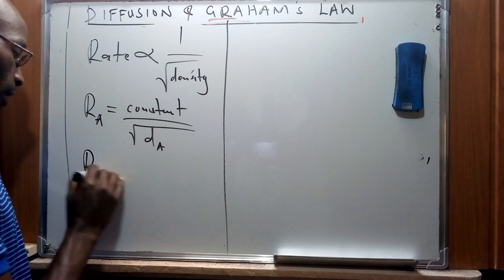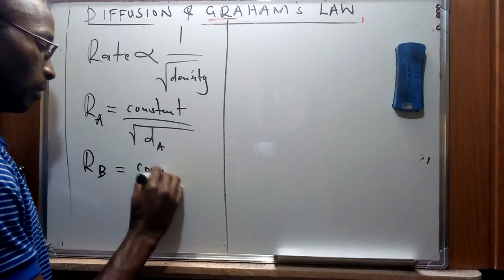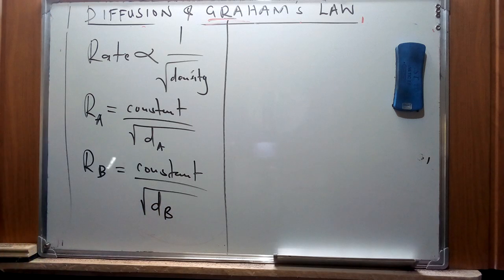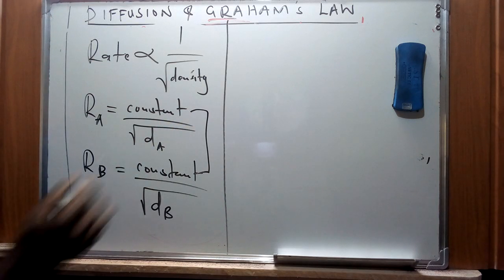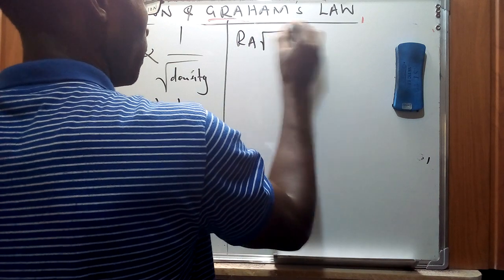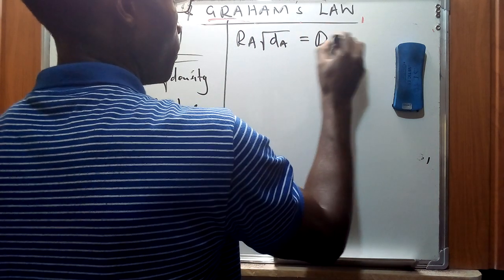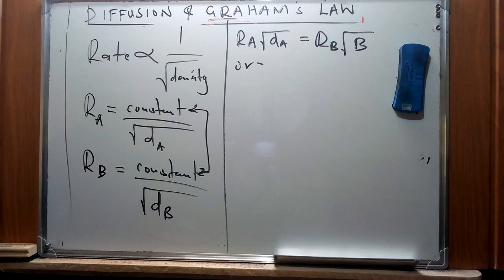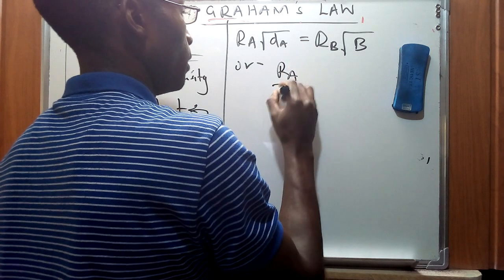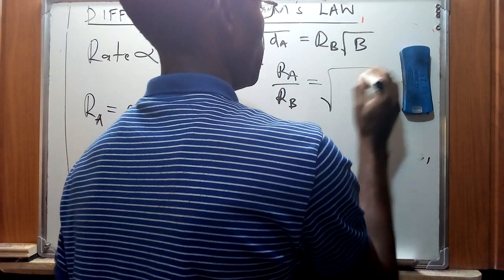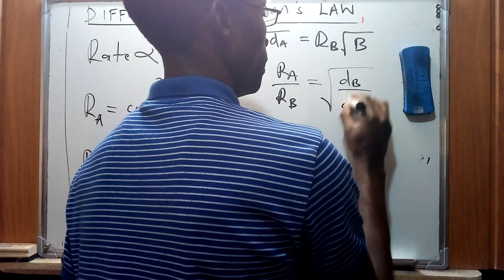Similarly, if we have a gas B that is undergoing diffusion, it will be a constant over the root of the density of B. So bearing in mind that for these two constants we can have a relationship between gas A and B, which is illustrated as the rate of diffusion of A times the root of the density of A is equal to the rate of diffusion of B times the root of the density of B. Or this can be rewritten as the rate of diffusion of A over the rate of diffusion of B, which is a relative rate of diffusion, is equivalent to the root of the density of B over the density of A.